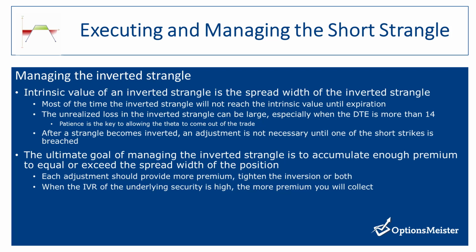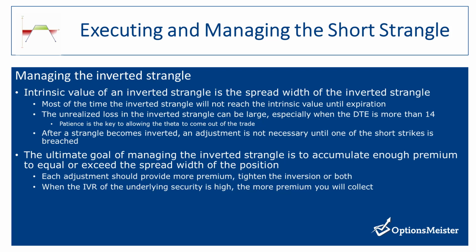When we adjust a regular strangle to create an inverted strangle, the die is cast, so to speak, and potentially a loss has been locked in. The reason a loss is potentially locked in is that now the absolute best exit on an inverted strangle is the spread width of the position. In the short 175 put and short 165 call inverted strangle that we looked at earlier, the minimum amount to exit the position is $10 per contract.